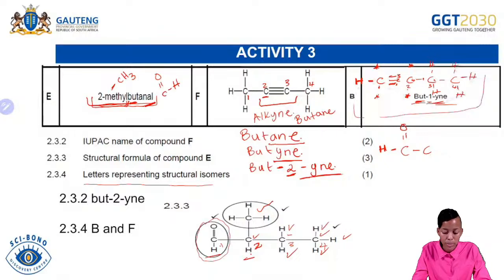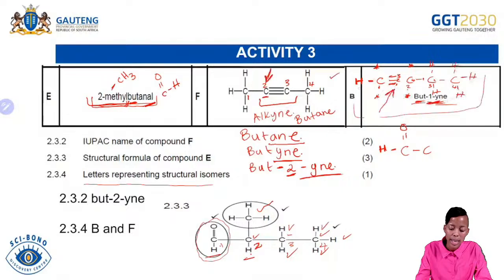Now it says letter representing structural isomers. So what have we done? For but-1-yne, the triple bond was on position number 1. But for compound F, the triple bond is on position number 2.